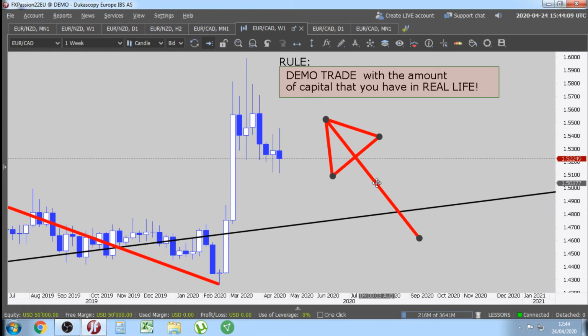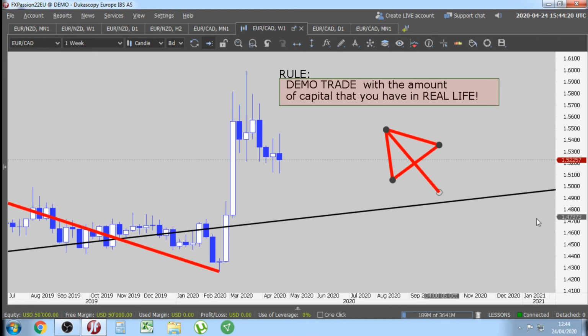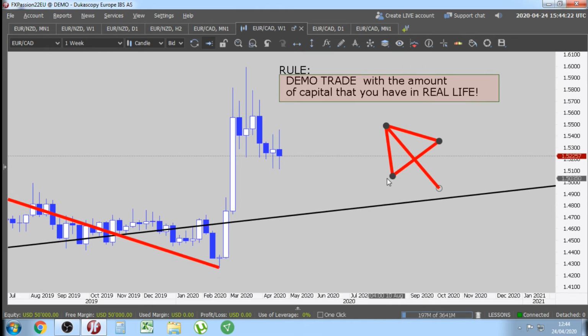Isaac, 5,000. So demo trade with the 5,000 demo account. Don't go with the hundreds and the millions. Oh, but I made 6 months of profit. It doesn't matter. You don't have the skill set. Right, Eddington?